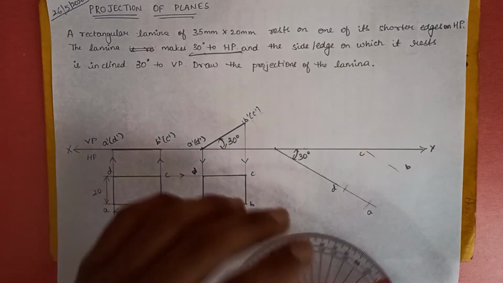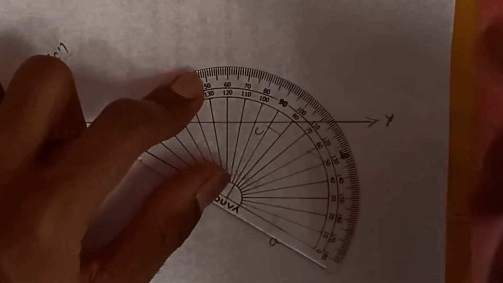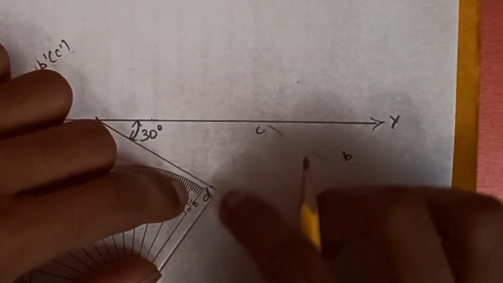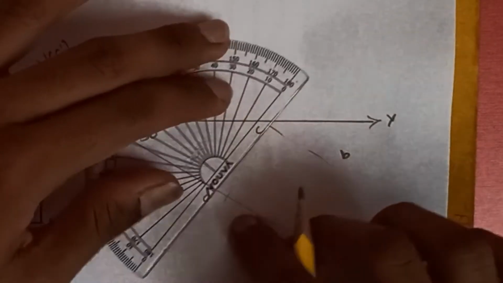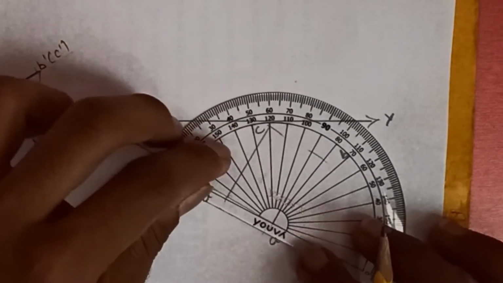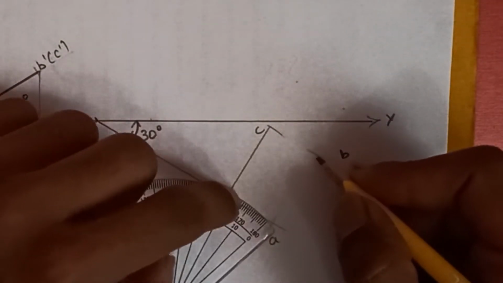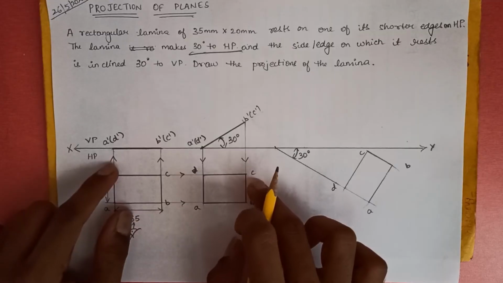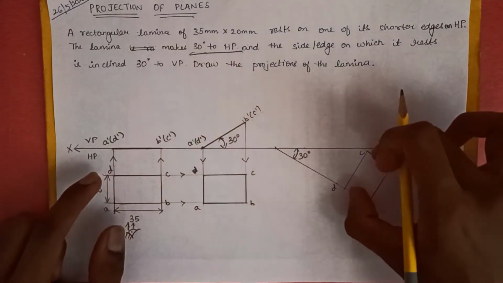Now taking D as the center, take your protractor and mark 90 degrees, and you need to join D and C such that the line is straight and it intersects at C. Now this is a 90 degree line. Again, taking A as the center, take 90 degrees and join it such that it intersects the point B. Finally, you need to join these 2 points. Now we have successfully taken this rectangle and placed it here.